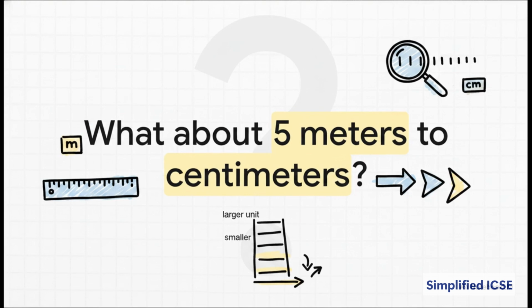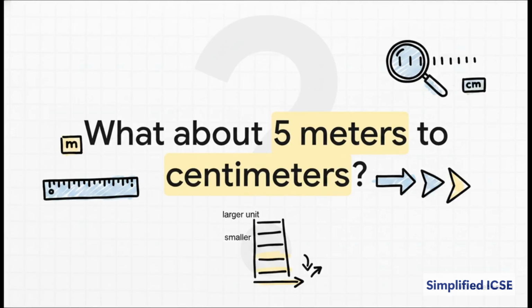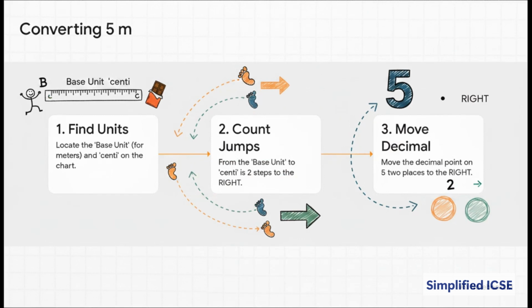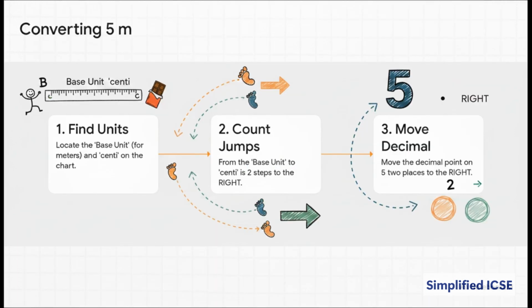What happens if we're going the other way, from a larger unit to a smaller one? Let's say, how many centimeters are in 5 meters? We're going to go right back to our chart and apply the exact same logic. Okay, let's see how this works going in the other direction. We start at our base unit, "by" from meters, and we want to get all the way over to chocolate for centi. That's 1, 2 jumps to the right.